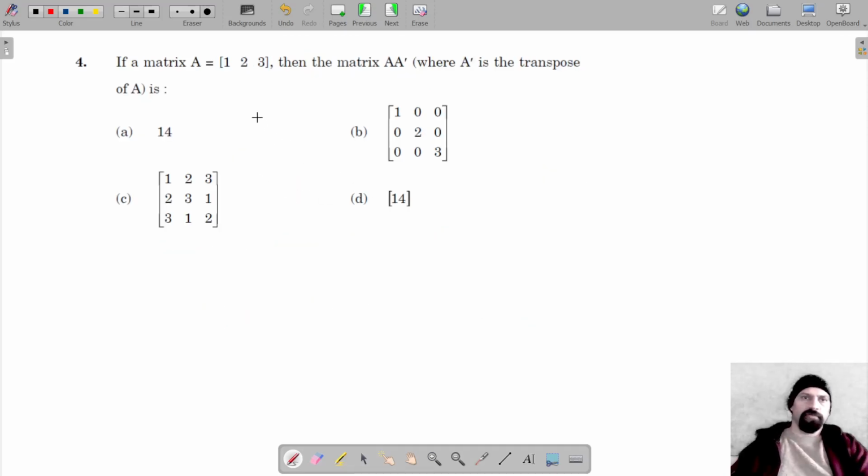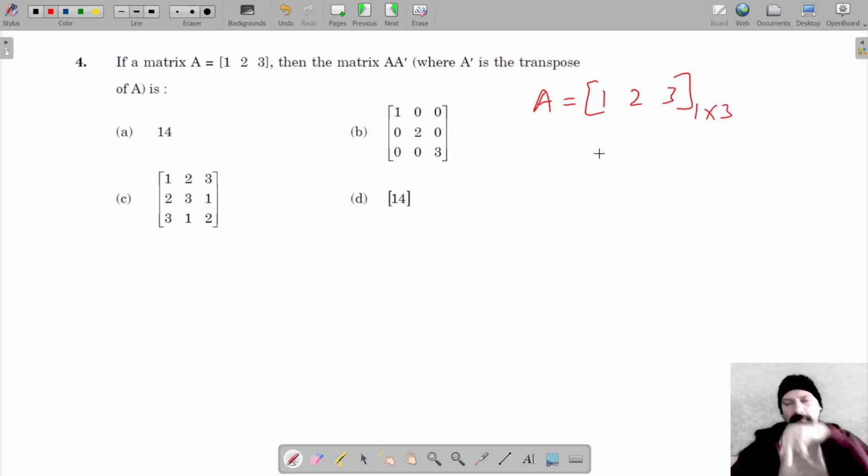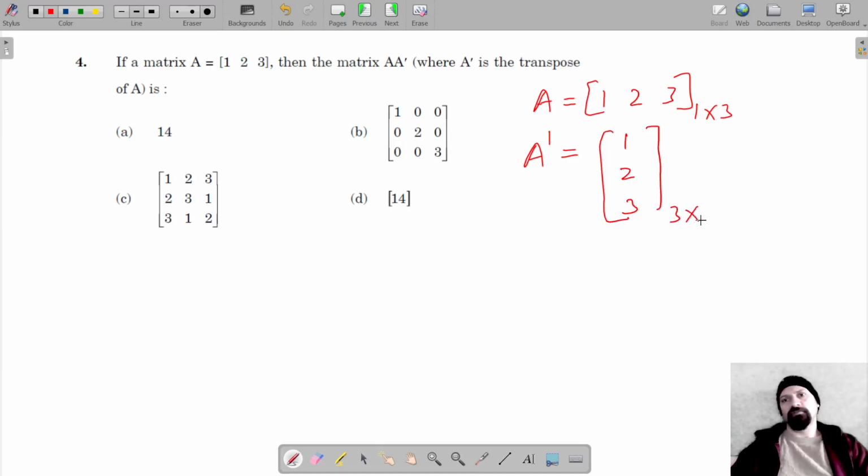Okay, for question number 4, it's given that A is a matrix that has a single row and three columns. So its order is 1 by 3, M into N, where M are the rows and N are the columns. And A transpose, we have to find the matrix A into A transpose, where A transpose is the transpose. The transpose of this matrix is 1, 2, 3, and it has three rows and one column. So we have to find the product of A and A transpose. So this is 1, 2, 3, and 1, 2, 3.